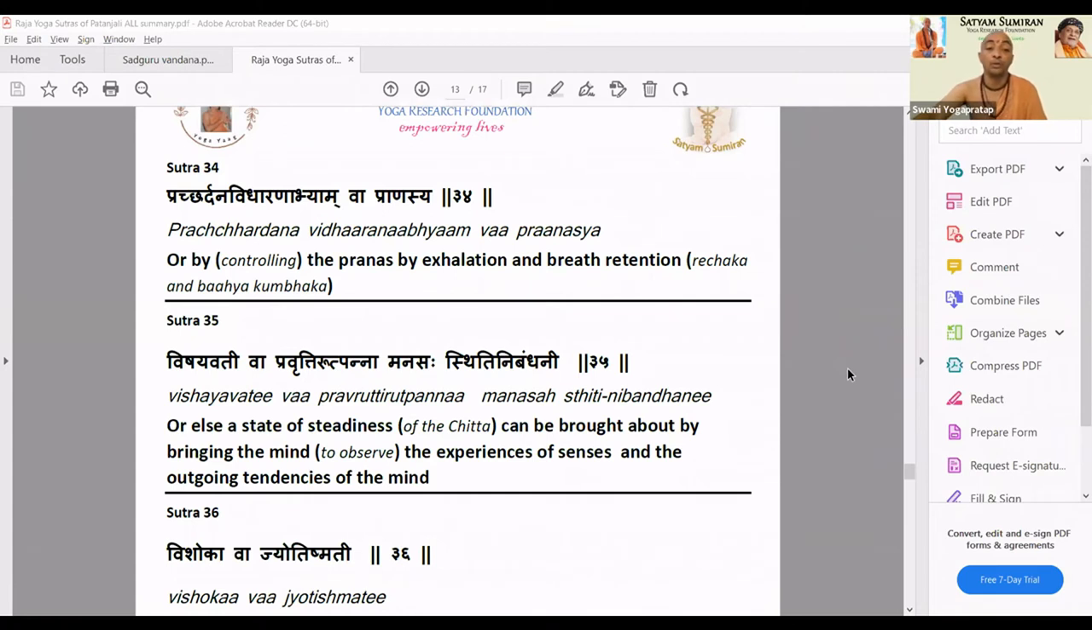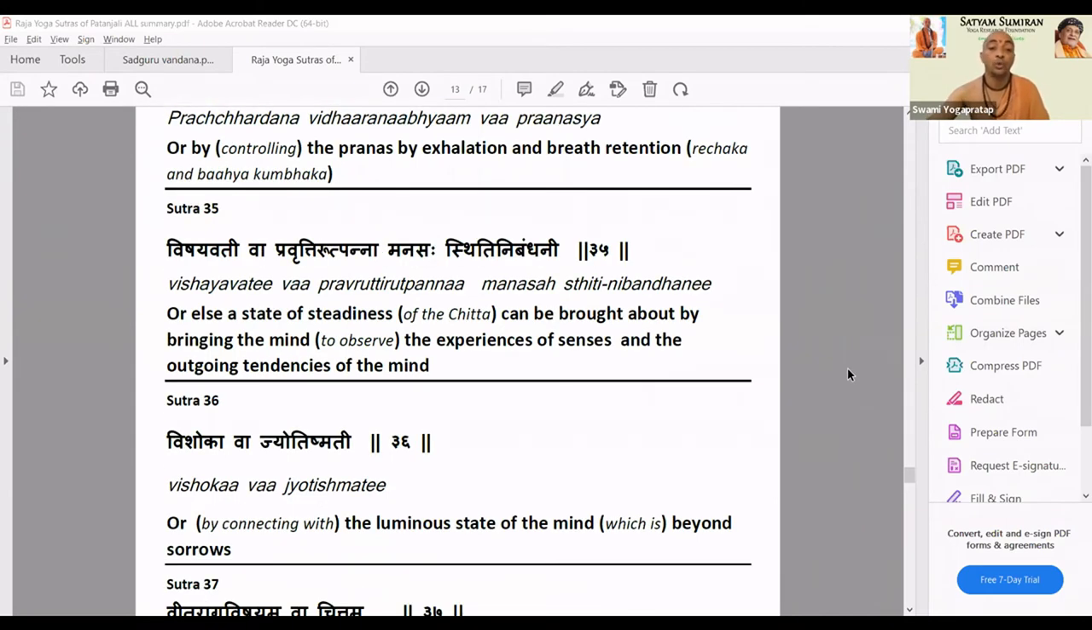Vishayavati va pravritti rutpanna manasaha sthiti nibandhani. Or the state of steadiness can also be brought about by observing the experiences and the outgoing tendencies. If it is not possible to do prachardana vidharana abhyam, then do vishayavati va pravritti rutpanna manasaha sthiti nibandhani.